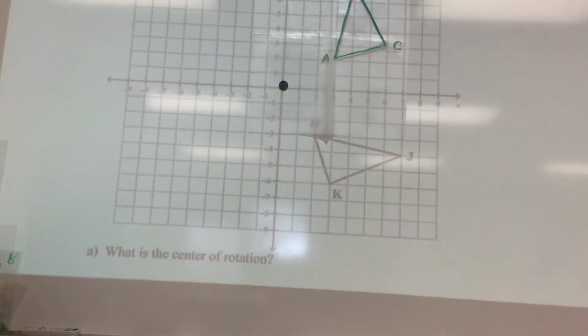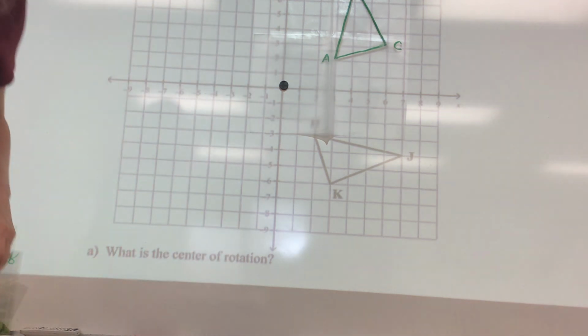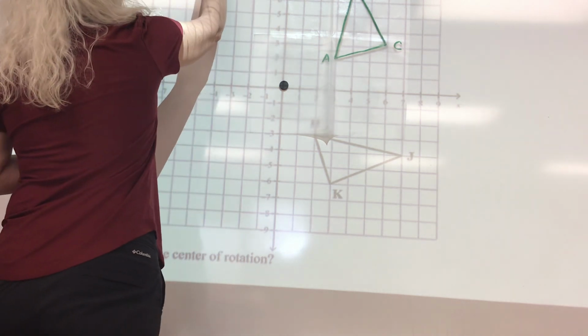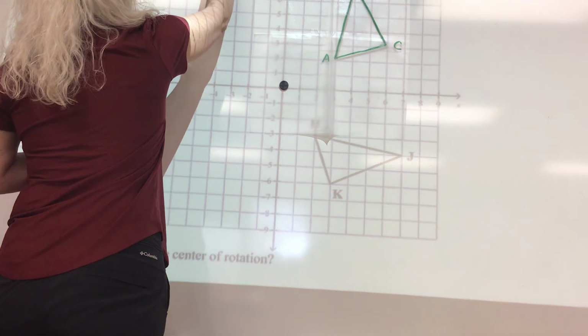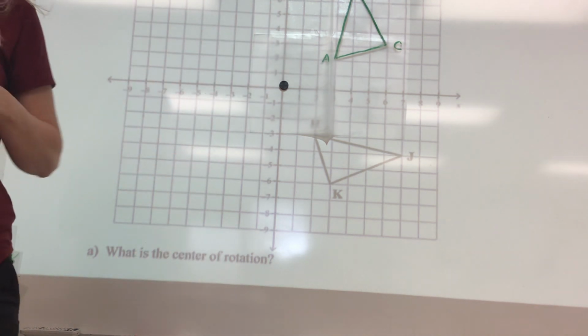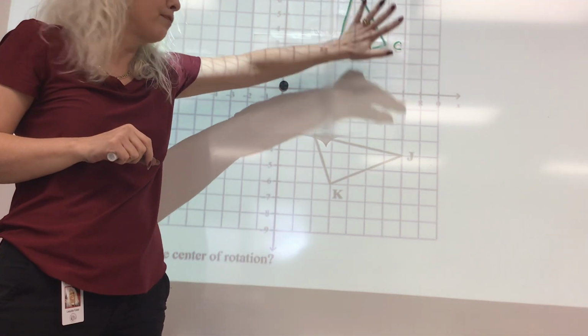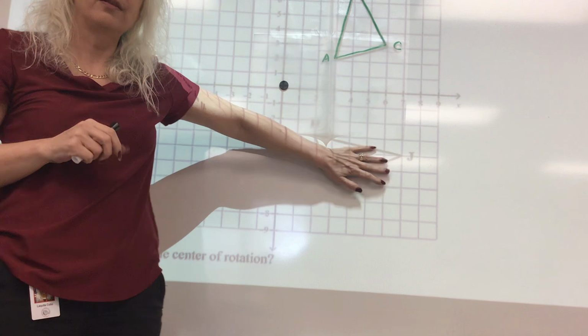Alright, so on number 1, it says use the triangle shown on the coordinate grid below to complete parts A through E. And our goal is for you to be able to rotate figures. Rotate figures. So what your job is, you've got to figure out how this figure is going to be rotated to this.